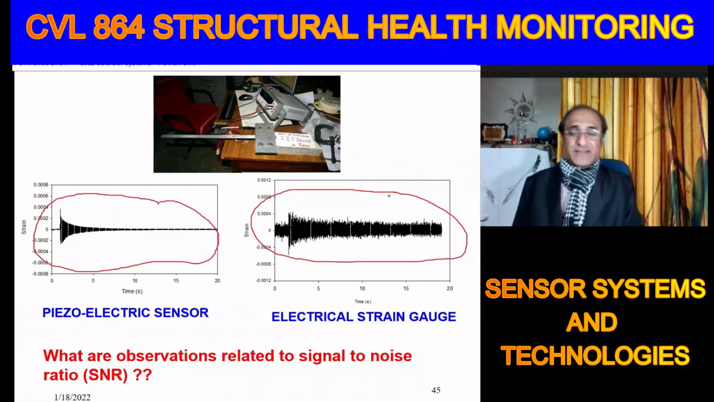So what's that property of the piezo sensor which makes it exhibit this, but it's not coming out in the case of the electrical strain gauge? It's the high signal to noise ratio. Signal to noise ratio is very high in the case of piezo sensor.